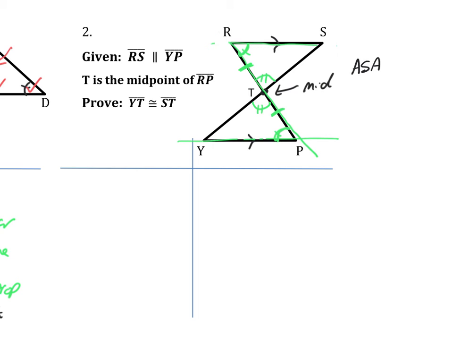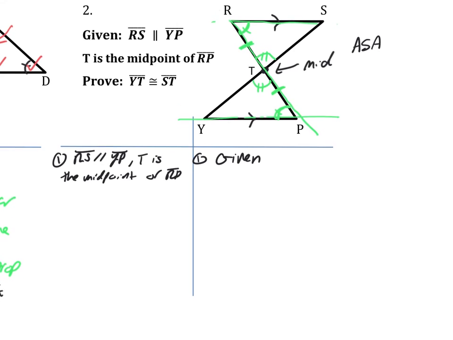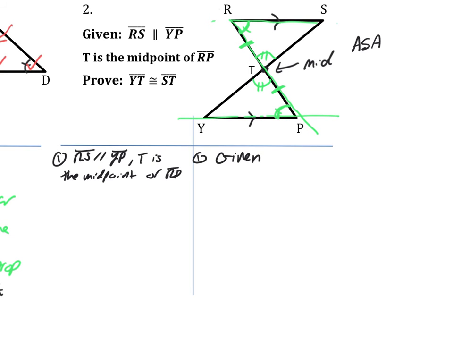So basically what I need to do in this proof is take all those green parts that I drew and give justification for why I'm allowed to put those congruencies on there. So we are going to start with our given that RS is parallel to YP and that T is the midpoint of RP. And we're going to use that information later in the proof. So let's keep going. Let's keep proving these things, showing why we know it.